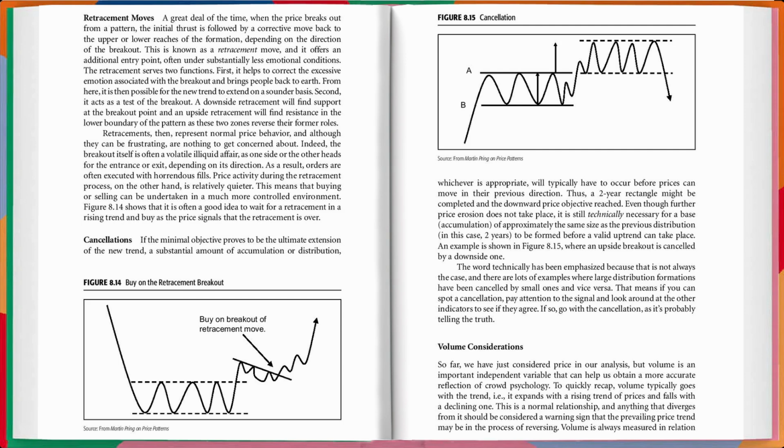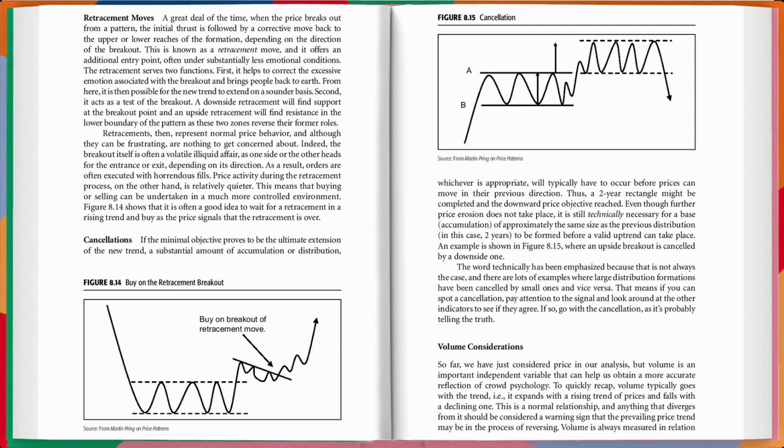Indeed, the breakout itself is often a volatile, illiquid affair, as one side or the other heads for the entrance or exit, depending on its direction. As a result, orders are often executed with horrendous fills. Price activity during the retracement process, on the other hand, is relatively quieter. This means that buying or selling can be undertaken in a much more controlled environment. Figure 8.14 shows that it is often a good idea to wait for a retracement in a rising trend and buy as the price signals that the retracement is over.